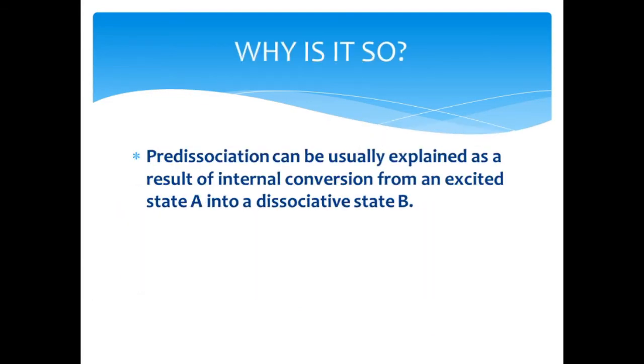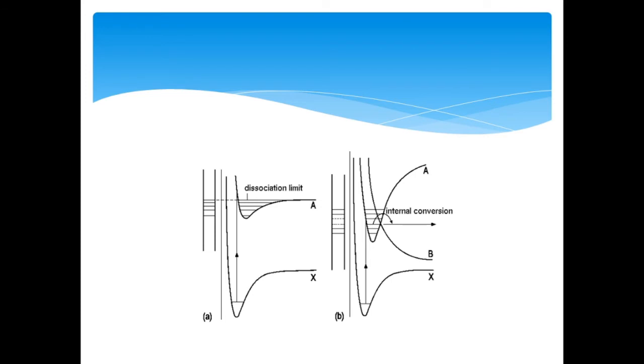Why is it so? Predissociation can usually be explained as a result of internal conversion from an excited state A into a dissociative state B. In this potential energy diagram, we have a representation of a ground state molecule and an excited state molecule. In the potential energy diagram, you can see a minimum in the potential energy curve. This represents the stability of the molecule. In this first diagram, both the ground state and excited state potential energy curves have a minimum. That means both the ground state and excited state are stable.